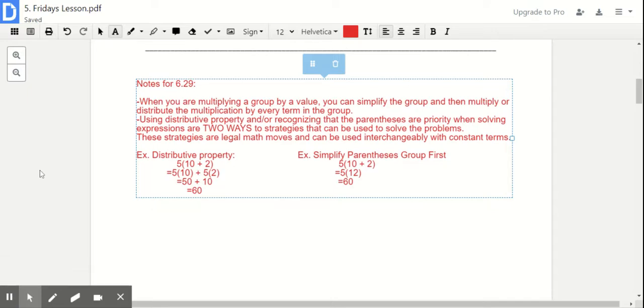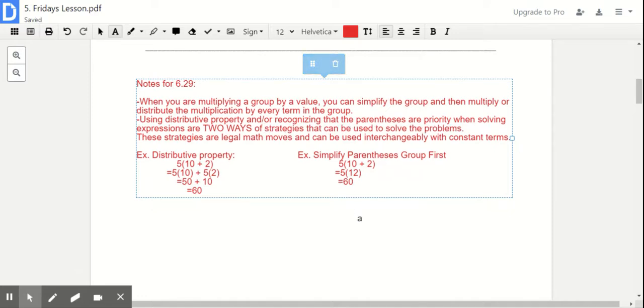All right, so your notes for today. You're going to be writing down: when you are multiplying a group by a value, you can simplify the group and then multiply, or distribute the multiplication by every term in the group, and then of course add them together. Using distributive property and or recognizing that the parentheses are priority when solving expressions are two strategies that can be used to solve the problems. These strategies are legal math moves and can be used interchangeably with constant terms.